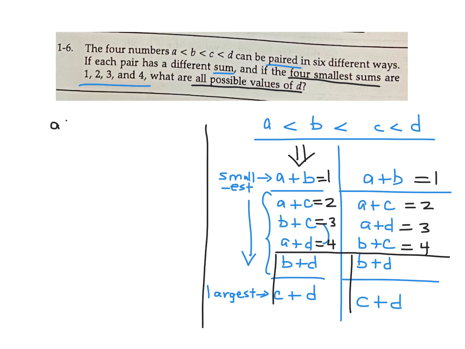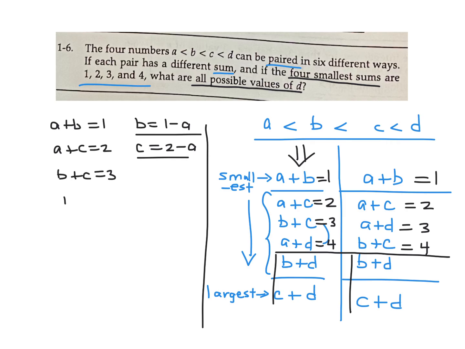So A plus B is 1. So B is equal to 1 minus A. And then A plus C is 2. So that means C is equal to 2 minus A. And then what? Oh, the next one, B plus C is 3. So then we'll just sub in these guys. So it'll be 1 minus A plus 2 minus A is 3. So that means A is 0. Okay. If A is 0, that means B is 1 and C is 2.